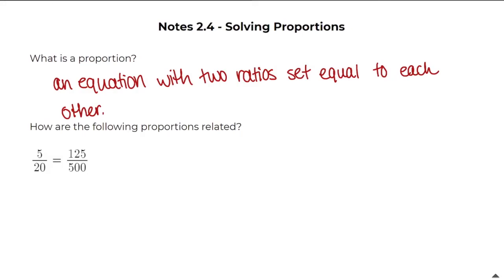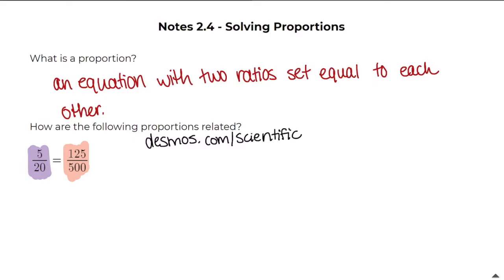Our two ratios here are set equal to each other. Our first ratio is 5 to 20, and our second ratio is 125 to 500. I want to know, how are these ratios related to each other? And just a reminder that there's a scientific calculator at desmos.com/scientific that will be really helpful as we are doing our calculations here.